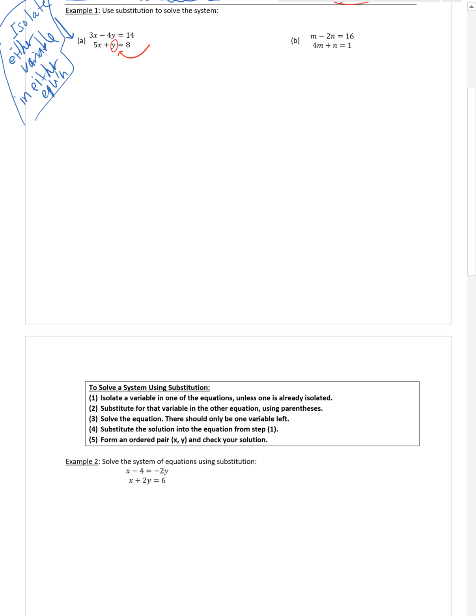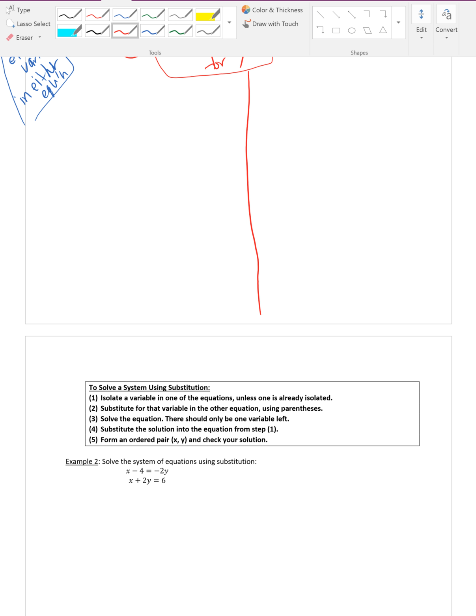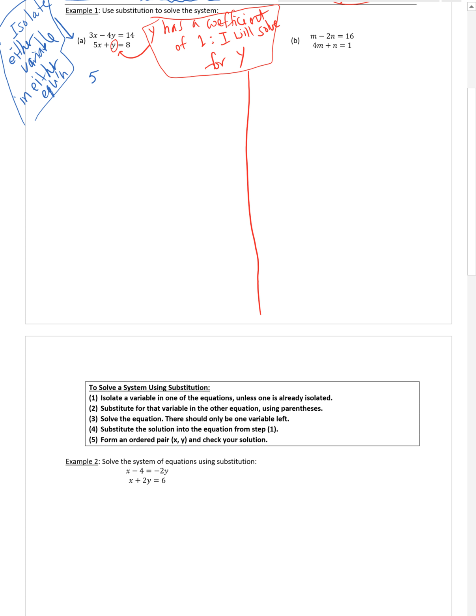I mean, it has a coefficient of 1. That makes it a lot easier to solve for. So I think I will solve for y. This whole process would work if you solve for x or y in the other equation. You could choose any of them and it'll work. It's just you want to make it easiest on yourself. So if one of the variables in either equation looks easier to solve for, I would definitely try that.